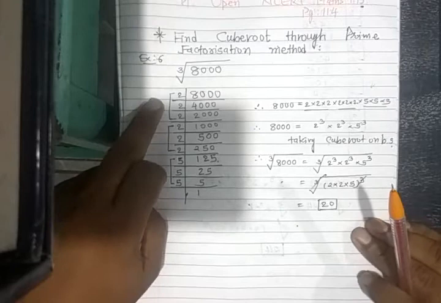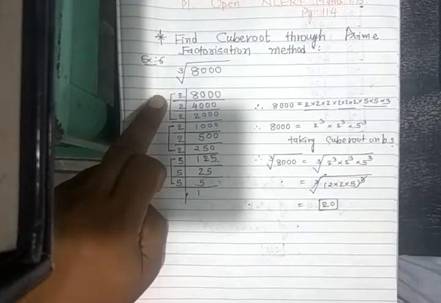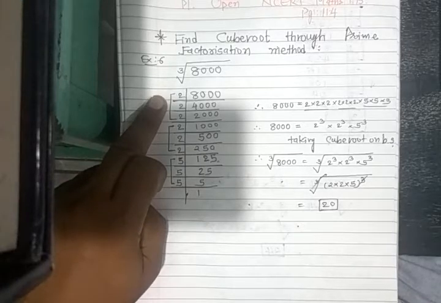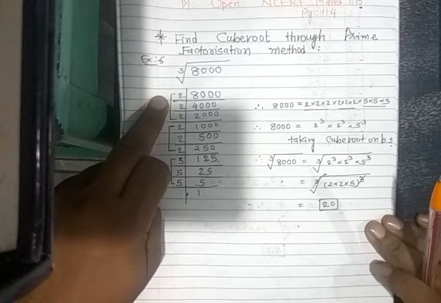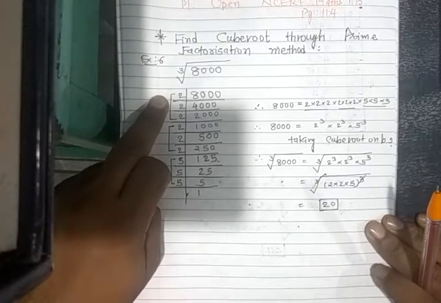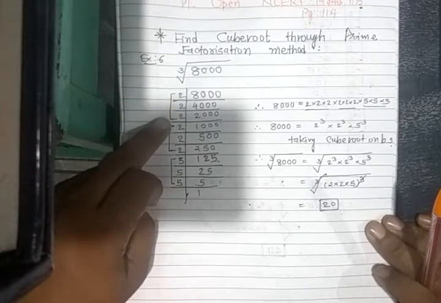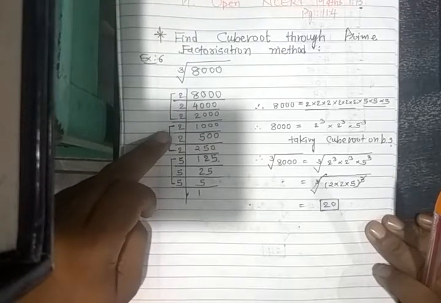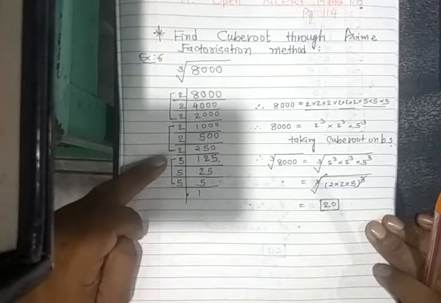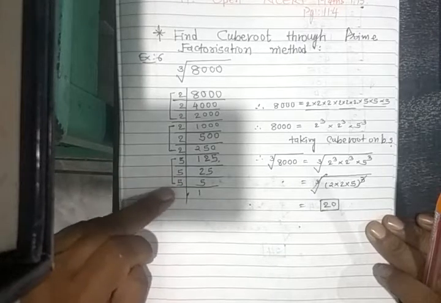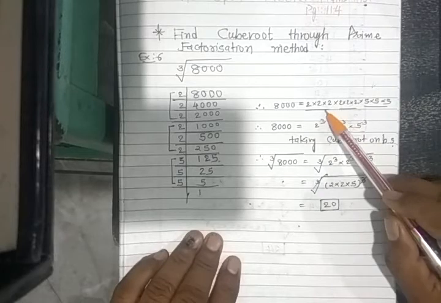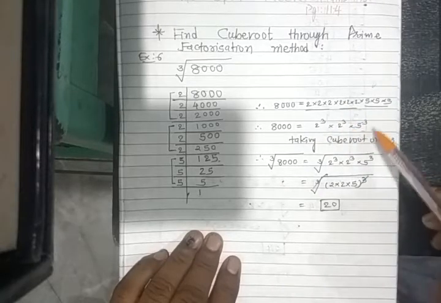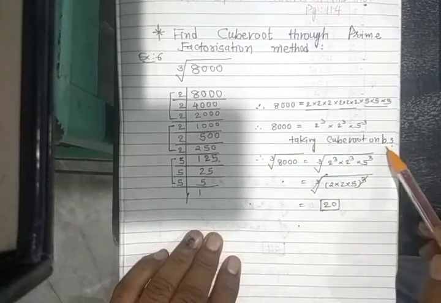Here you see students, in square root we get pairs of numbers, and in cube root here you get triplets. You see 2 multiplied by 2 multiplied by 2, 3 times, again 2 multiplied by 2 multiplied by 2, 3 times, 5 multiplied by 5 multiplied by 5, 3 times. So write down 8000 is equal to 2 cube, 2 cube, 5 cube, taking cube root on both the sides.